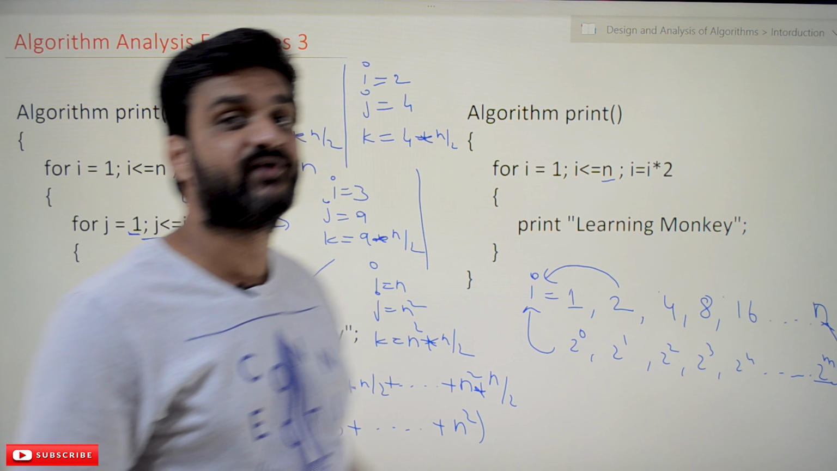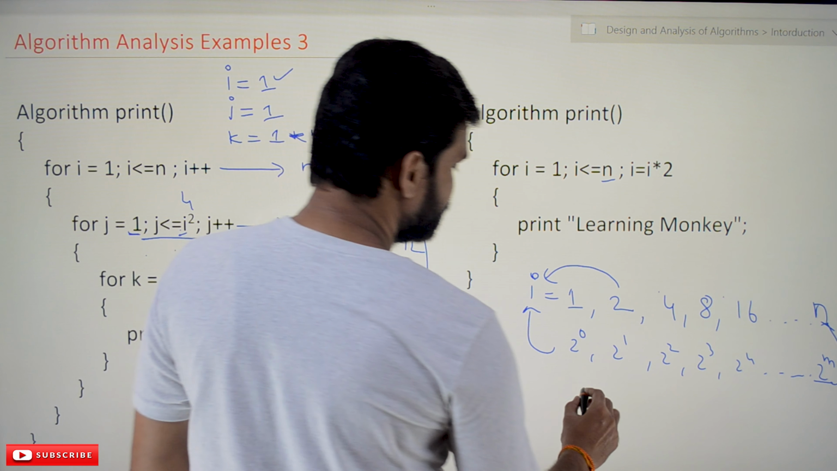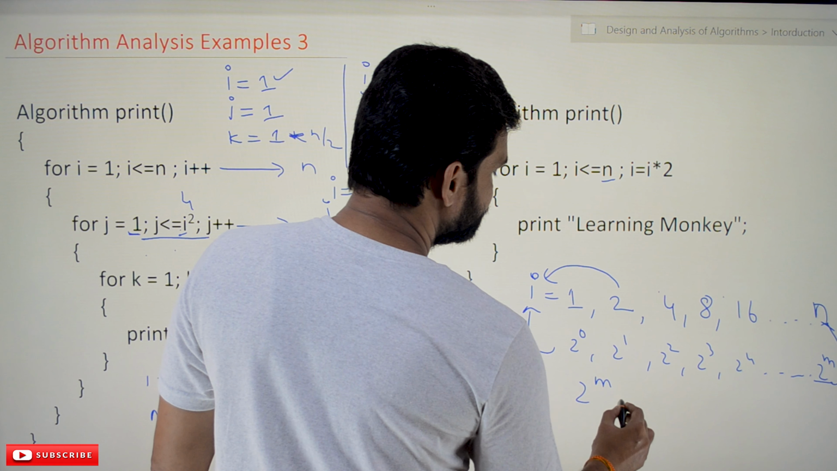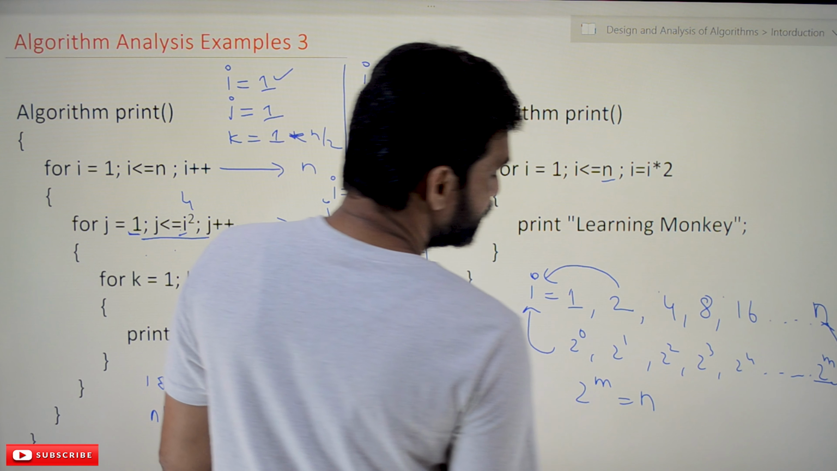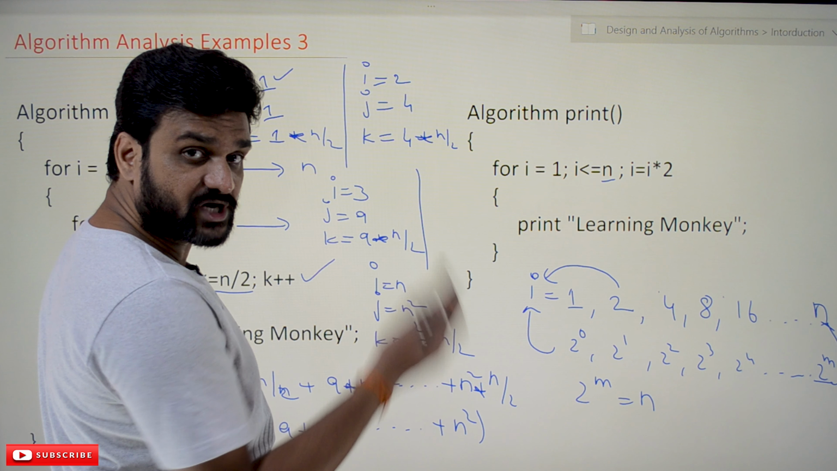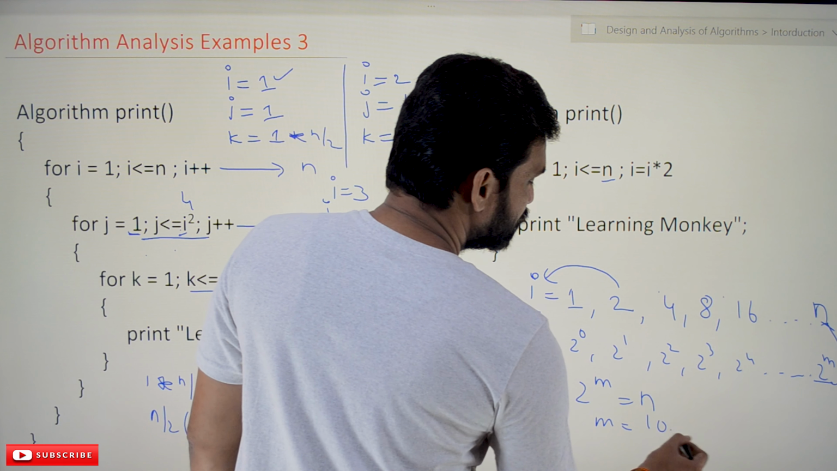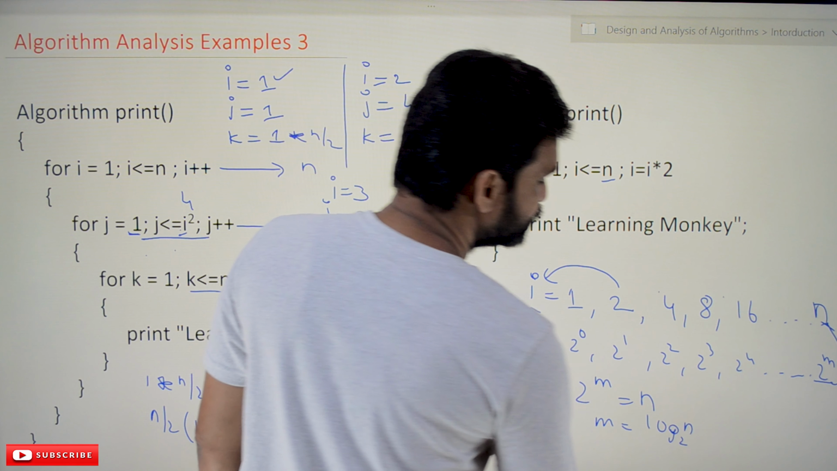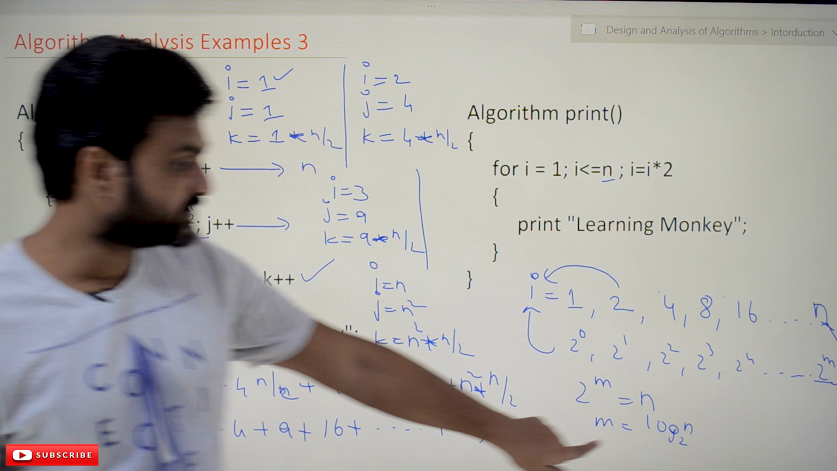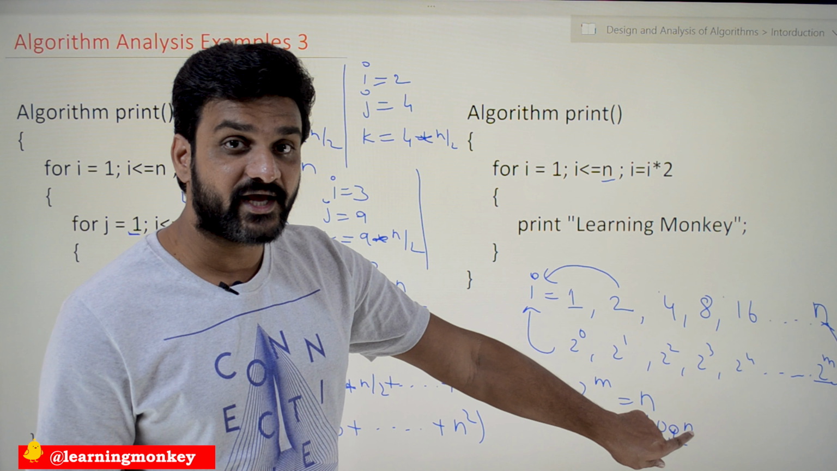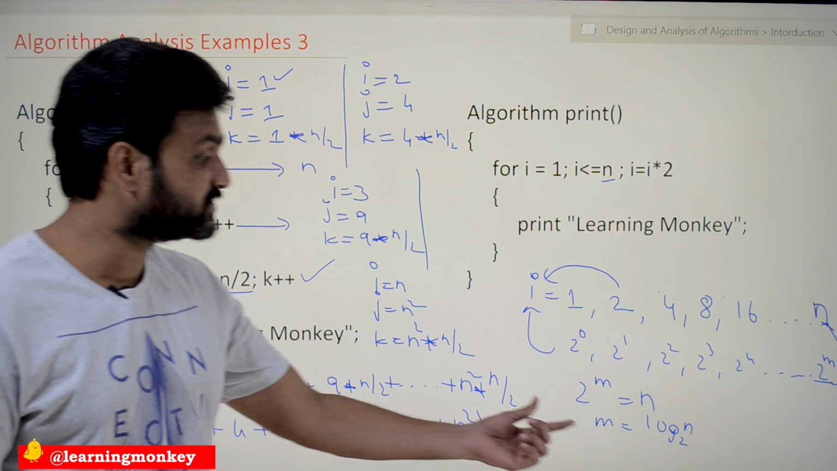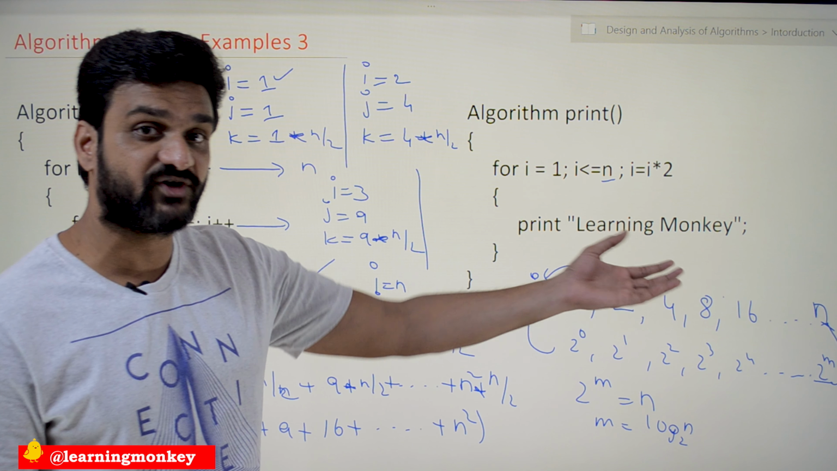Now what is this m value? Whenever 2 power m is equal to n, then we are going to come out of this loop. Now how to get this m value? m is equal to log n base 2. Hope you know this. m is equal to log n base 2. Now what is the efficiency of this algorithm?